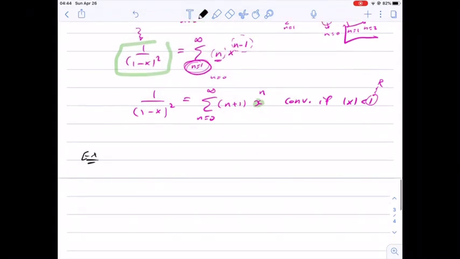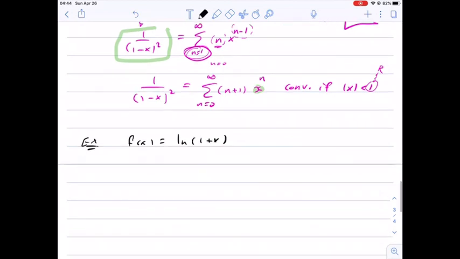We want to find the power series representation of the function f of x equals natural log of 1 plus x. Now, as we can see here, differentiating is not enough because we can find a representation, but we still have a derivative here. And then we need another tool. The other tool is integration.